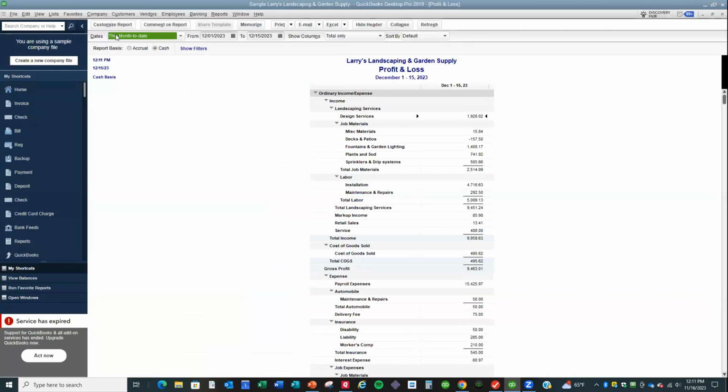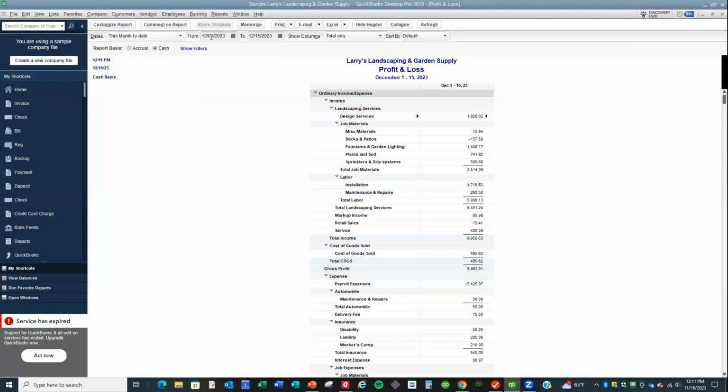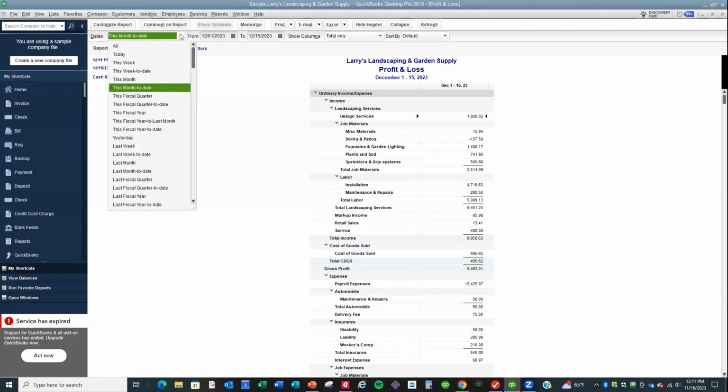It defaults to this month to date. Usually when I'm looking at financials, I like to look at this year to date, at least this year to the last reconciled month, which hopefully is last month. And you can get to various time frames through here, or you can plug in whatever you want over here.